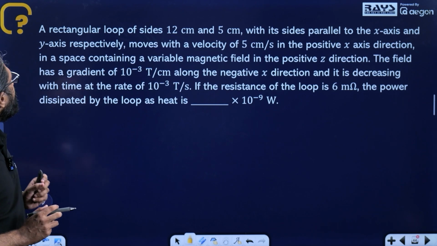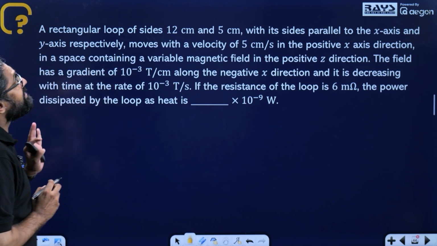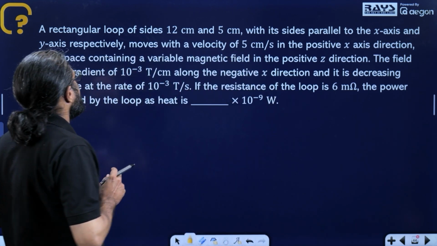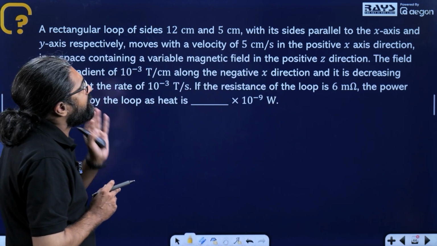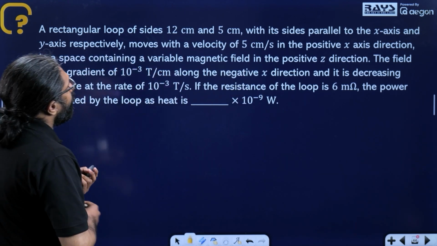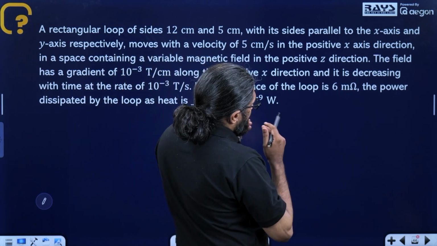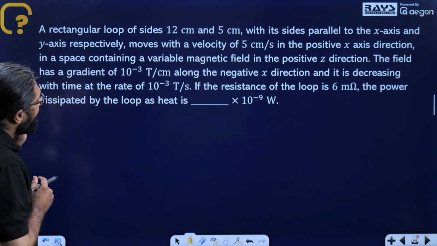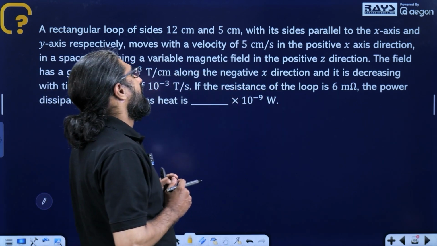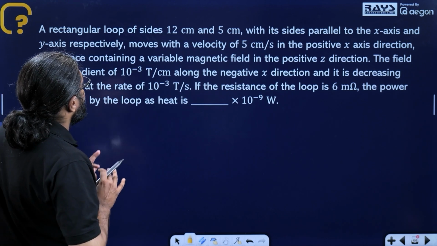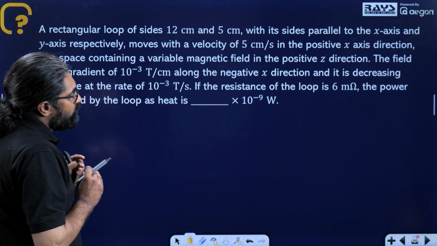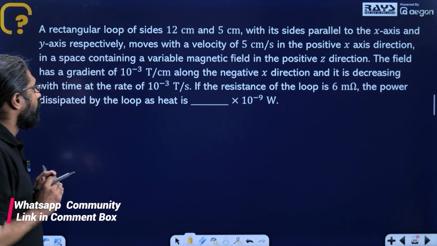Now the next question. A rectangular loop of side 12 centimeters and 5 centimeters with its sides parallel to the x and y axis respectively moves with a velocity of 5 centimeters per second in the positive x axis direction. In a space containing a variable magnetic field in the positive z direction, the field has a gradient of 10 raised to minus 3 Tesla per centimeter along the negative x direction. And it is decreasing with time at a rate of 10 raised to minus 3 Tesla per second. If the resistance of the loop is 6 milliohm, the power dissipated by the loop as heat is.